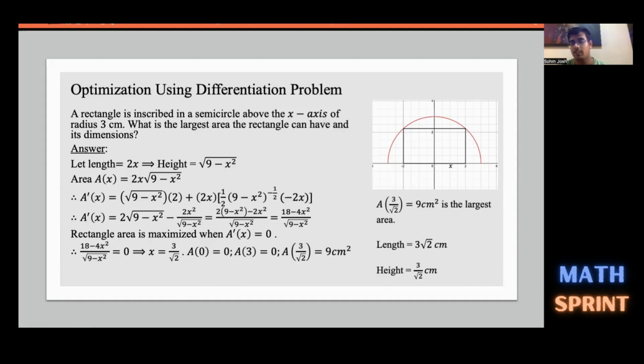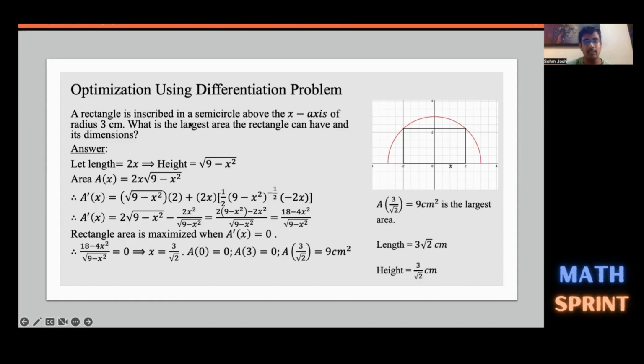So optimization is basically the process of optimizing or making the best out of a situation. In such optimization problems, you will have to find the maximum or minimum value of some variable. And they often give real world scenarios when doing optimization. So basically you have to make it the most efficient. You have to minimize something or you have to maximize something. So let's do a problem.